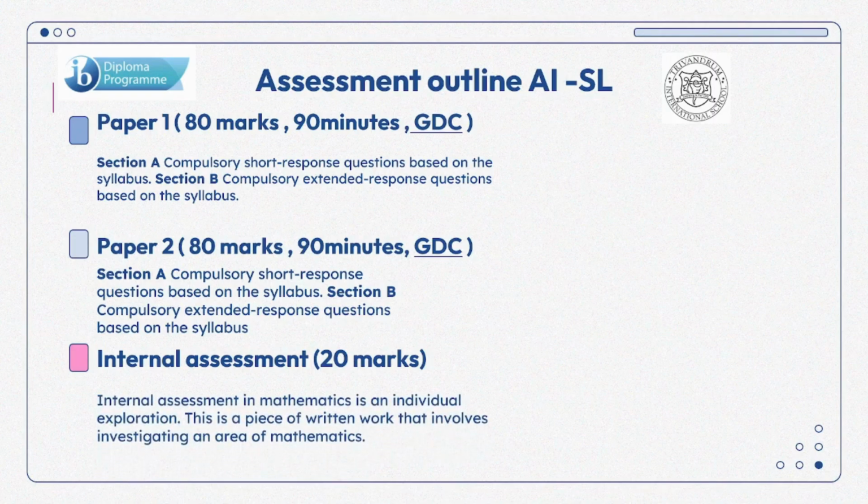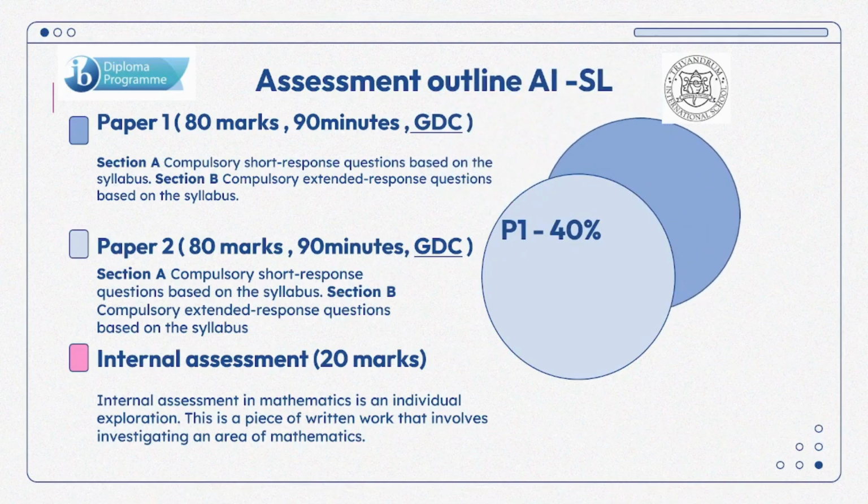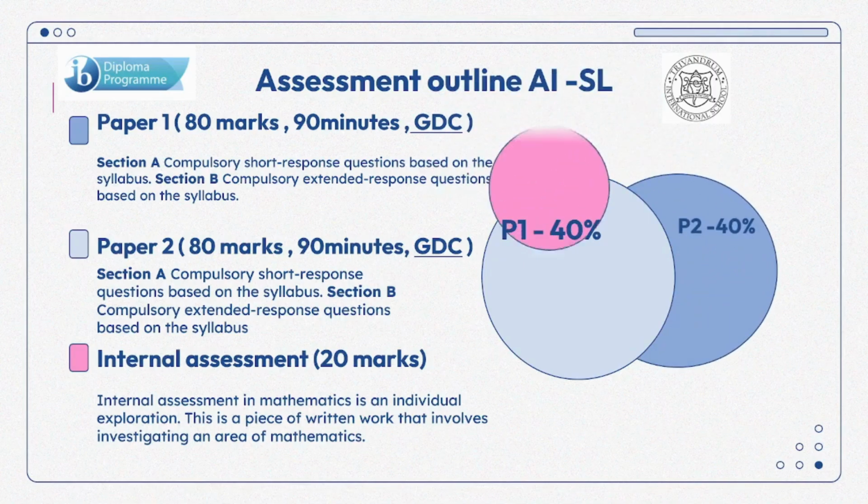Internal assessment in mathematics is an individual exploration. This is a piece of written work that involves investigating an area of mathematics. Paper weightage are paper 1 40%, paper 2 40%, and IA 20%.